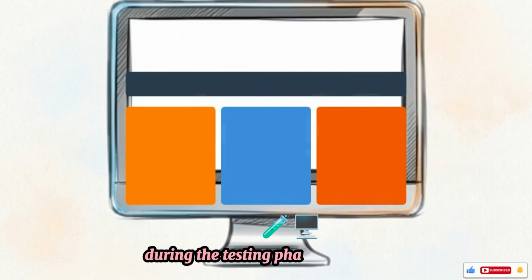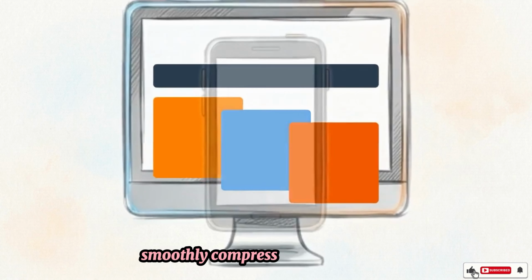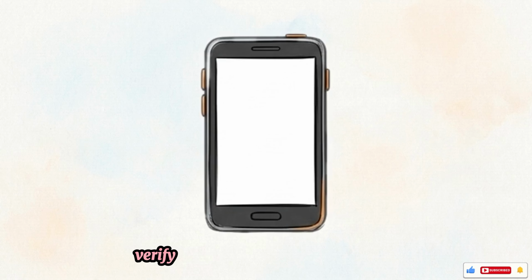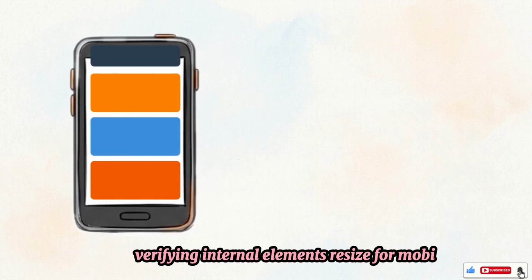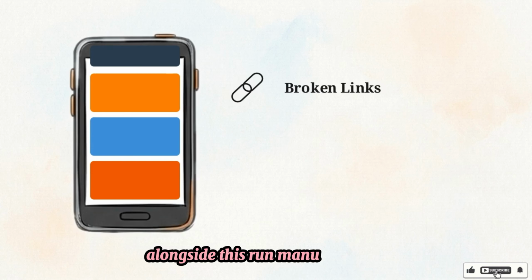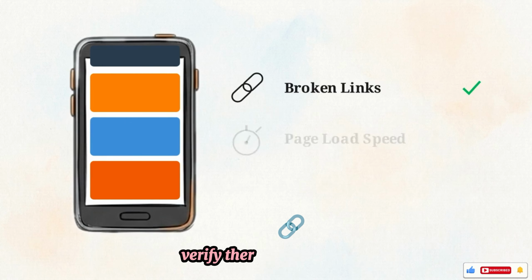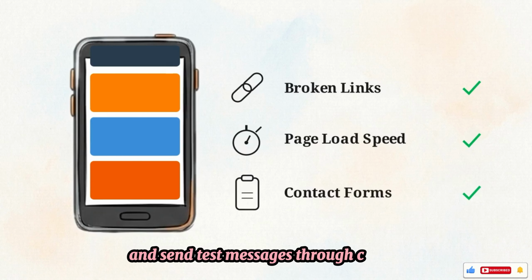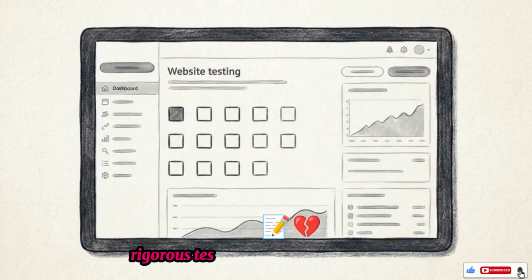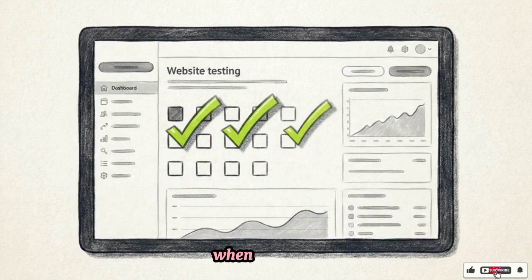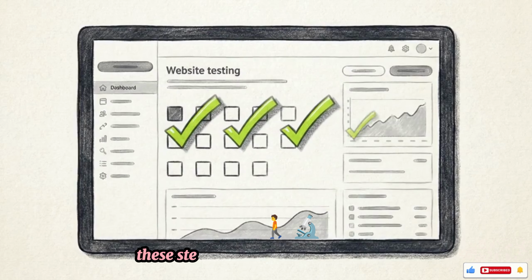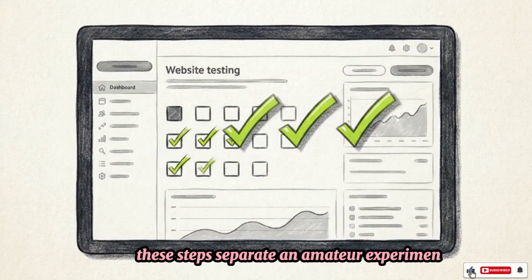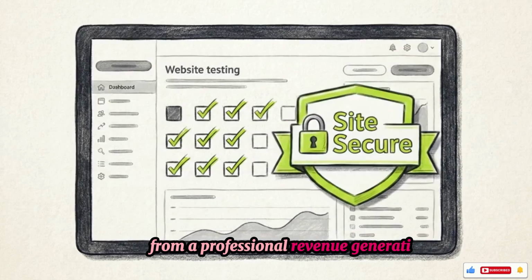During the testing phase, the desktop view smoothly compresses into a vertical layout, verifying internal elements resize for mobile. Alongside this, run manual quality checks. Verify there are no broken links, measure page load speed, and send test messages through contact forms. Rigorous testing ensures your site won't break when real users arrive. These steps separate an amateur experiment from a professional, revenue-generating storefront.